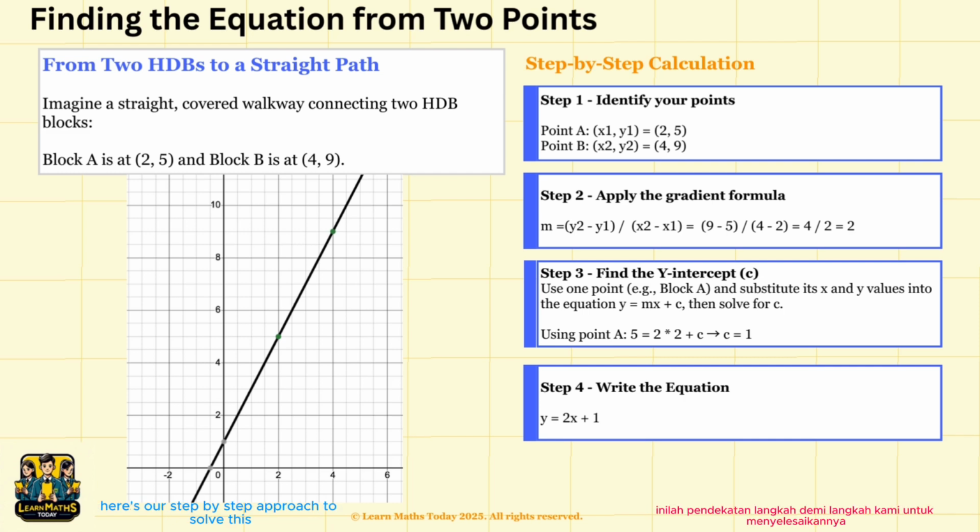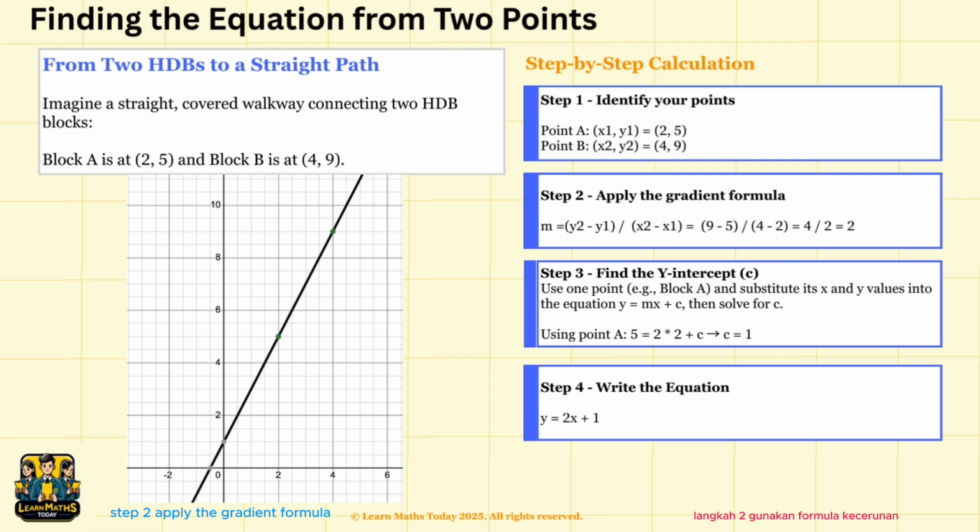Here's our step-by-step approach to solve this. Step 1. Identify your points. Clearly label them to avoid confusion. So for point A, we have x1 = 2 and y1 = 5. For point B, we have x2 = 4 and y2 = 9.